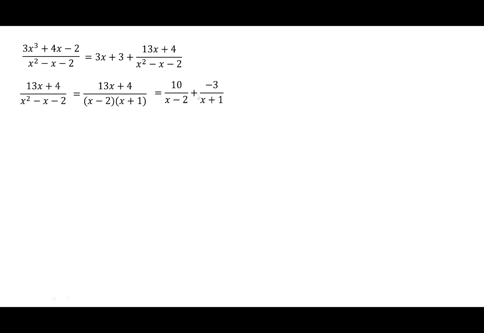Can I quickly show that? How come this is 10? That's because set x minus 2 equal to 0, x equals 2, cover up x minus 2, so plug in 2. 26 plus 4 is 30, 30 over 2 plus 1, 30 over 3 is 10. Ta-da! x plus 1, set it equal to 0, x equals -1. Cover up x plus 1, plug in -1 on the left hand side. So this is -13 plus 4 is -9 over -1 minus 2, and -1 minus 2 is -3.